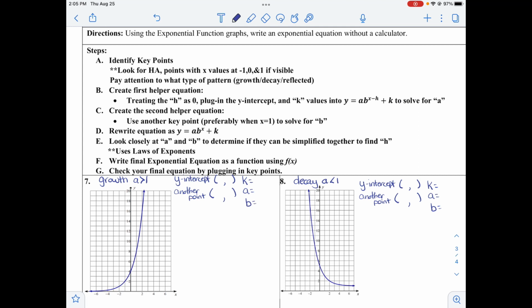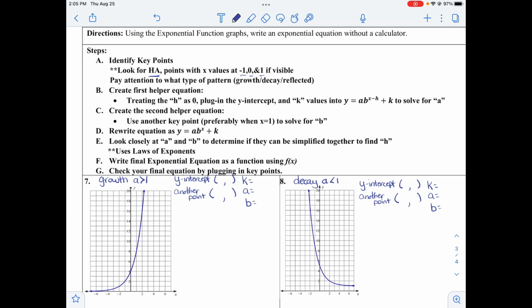That gives me that k, remember, where it's approaching. That's an easy thing to find. I like to look at what points would have x values of like -1, 0, and 1, because they're very easy to plug in and help me solve other things. Pay attention to what type of pattern you see. Growth, decay, if it's reflected, that'll tell you a lot about what the a should be. Obviously, if it's growing, that number has to be bigger than 1. If it is decaying, it's going to be a fraction. And if it's reflected, you're going to have a negative in front of that.